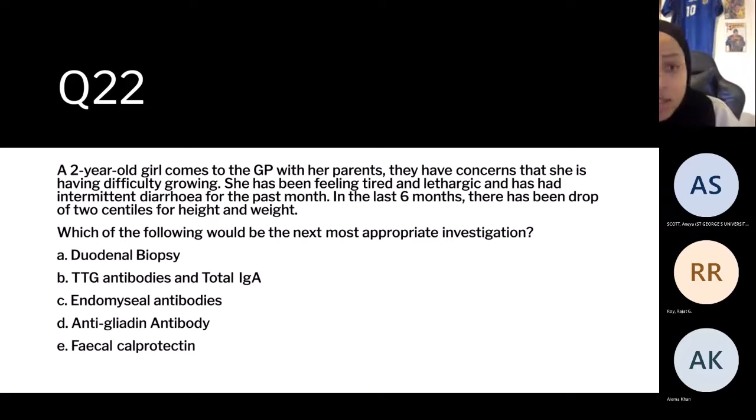We've got a 2-year-old girl coming to the GP with her parents. They have concerns that she is having difficulty growing. She's been feeling tired and lethargic and has had intermittent diarrhea for the past month. In the last 6 months, there has been a drop of 2 centiles for her height and weight. Which of the following would be most appropriate in terms of investigation? Duodenal biopsy, TTG antibodies or total IgA antibodies, endomysial antibody, anti-gliadin antibody, or fecal calprotectin.